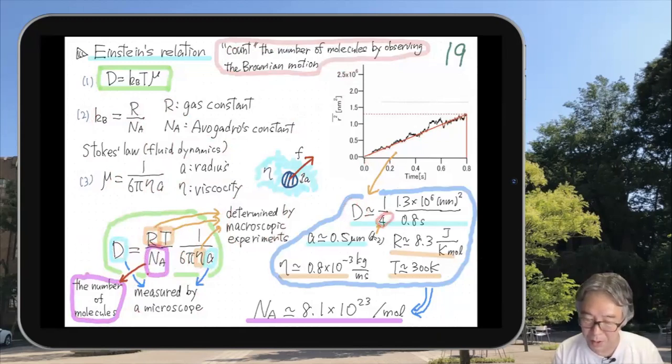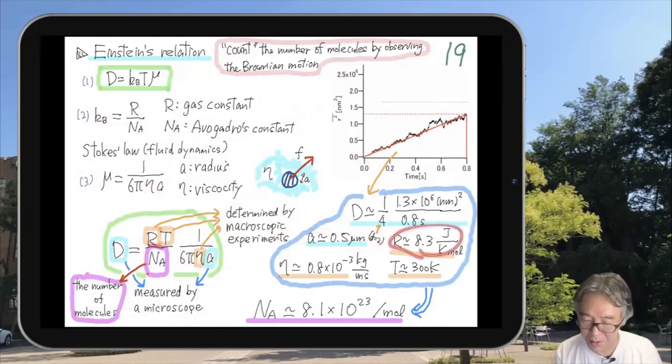This comes from the fact that this is a two-dimensional calculation. And so I just read off the number. I was not very careful, but anyway, this is D. And A, in this case, I was told that it was 0.5 micrometer. And now it's very easy to have plastic beads with exactly the same diameter or radius. And this is one of the advantages of modern experiment.